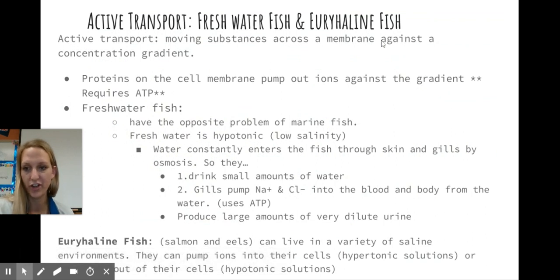And then freshwater fish and euryhaline fish that can tolerate a lower salinity if possible. So they're going to be moving substances across their membrane against the concentration gradient. It's going to be their active transport. That's going to be used a lot. So proteins on the cell membrane are going to pump ions out against the concentration gradient. So this is going to require ATP.